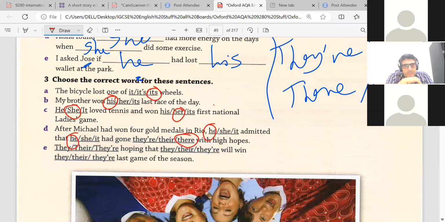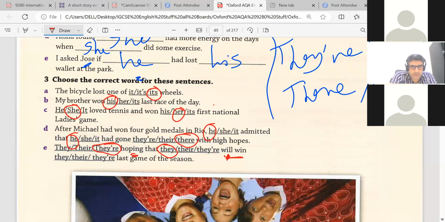So they are hoping. Perfect. Why? Because here we have hoping, ing. They, only they. Why, Akram? Because here there is will. With will we can't take are. So they will win there, their last game.